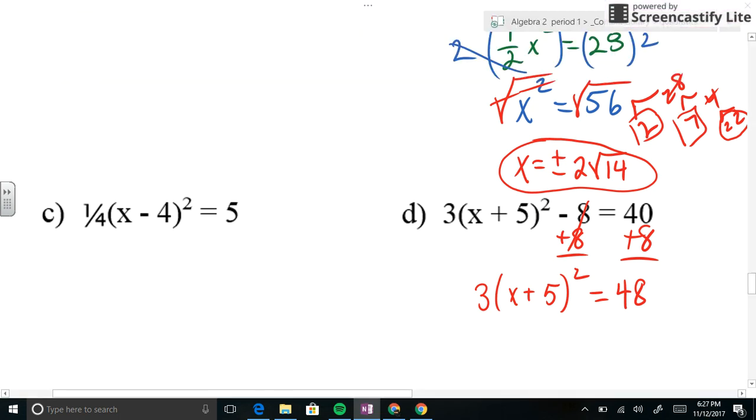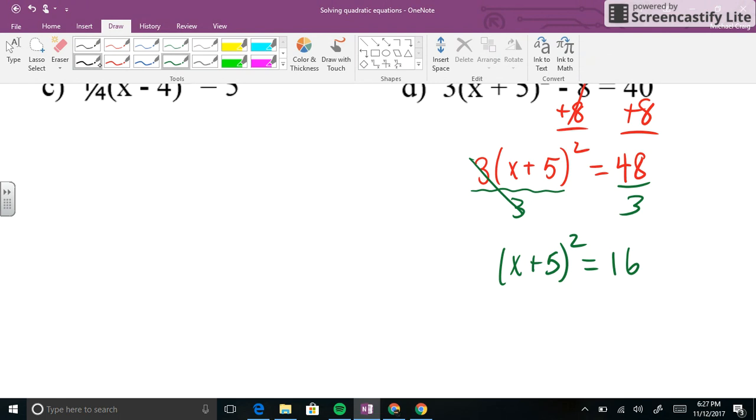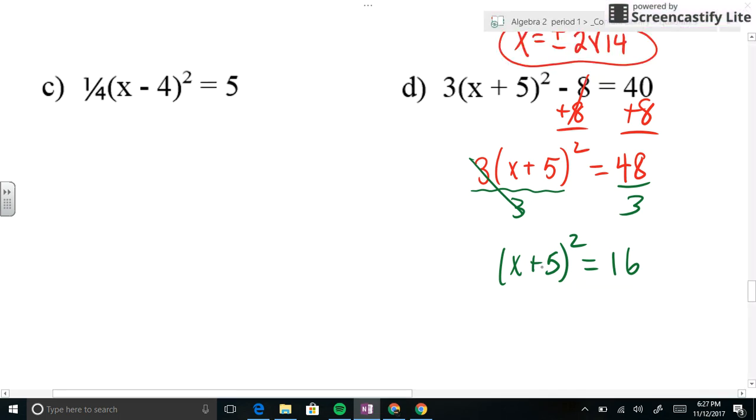And now we're going to have to get rid of this 3. So we'll divide both sides by 3. And when we divide by 3, the 3's cancel out. We get the quantity of x plus 5 squared equals 48 divided by 3, which is 16. Now, if we're looking at the left side, everything in the parentheses is squared. So now we have to get rid of the squared by taking the square root of both sides.